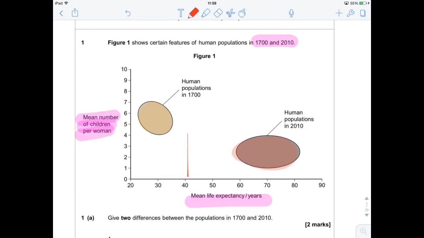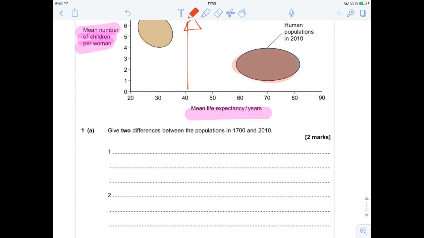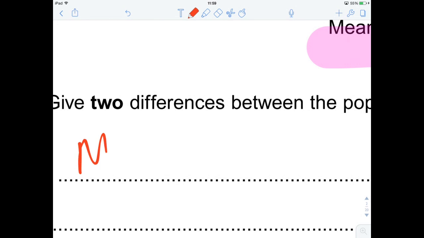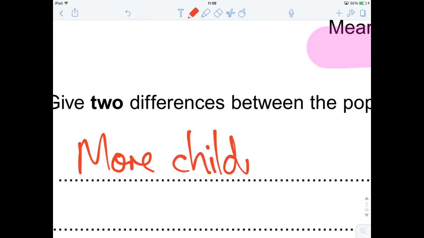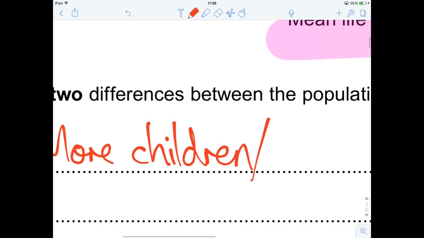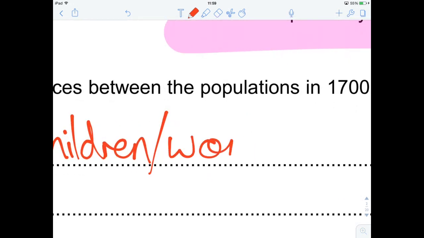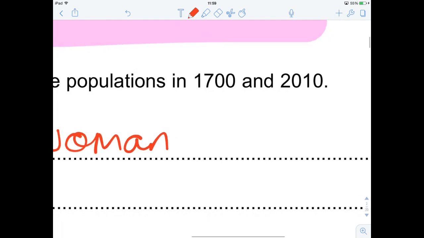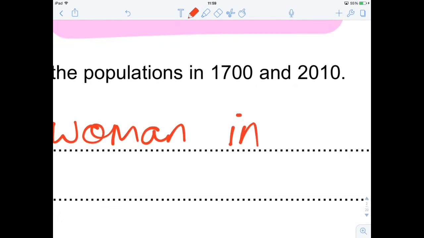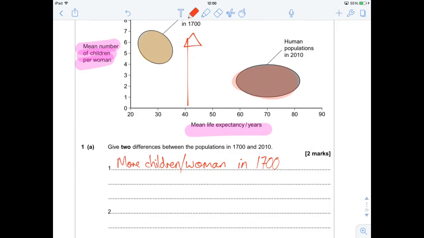If we look up the y-axis, we can see that in 1700, people or women had more children than in 2010. So that's our first difference. So in 1700, more children per woman. In 1700. So it's always really key to say which year you are referring to, because if it's ambiguous, the examiner will not give you the mark.